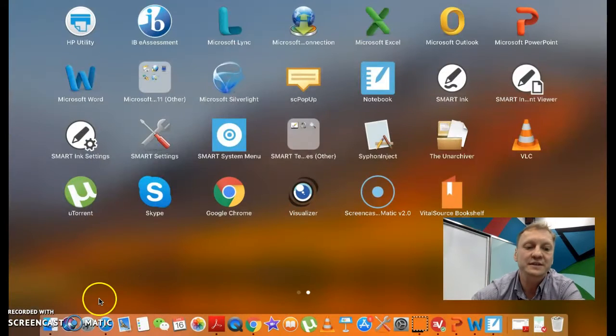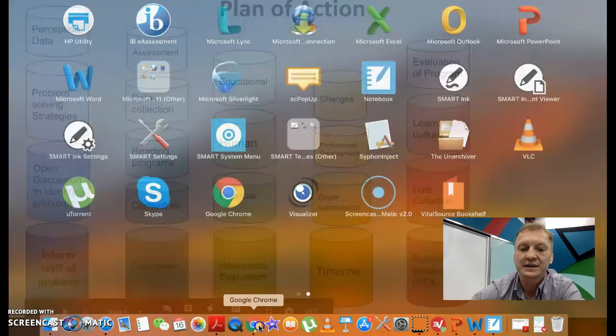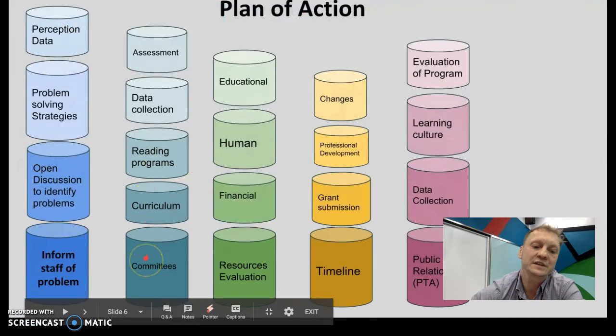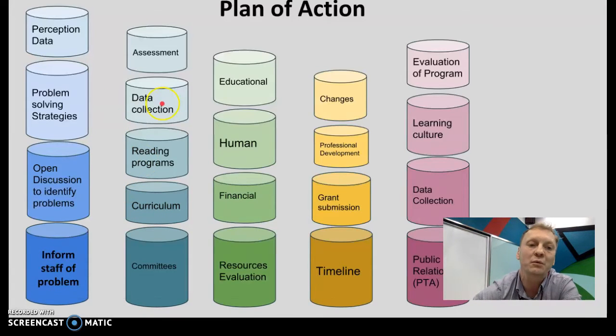To do this, I might establish committees, and the committees would get together, and I'd subdivide them. One to look at curriculum, one to look at the reading programs, one to see the data collection we have and how we're collecting that data, and another one to assess our data techniques.